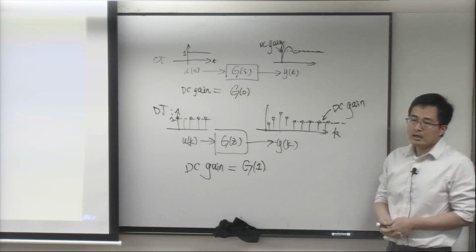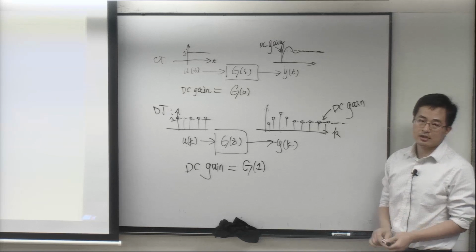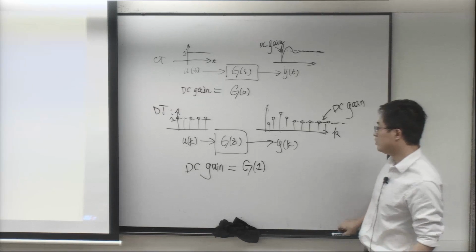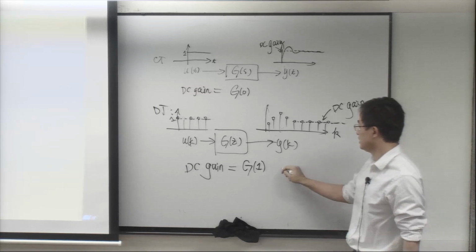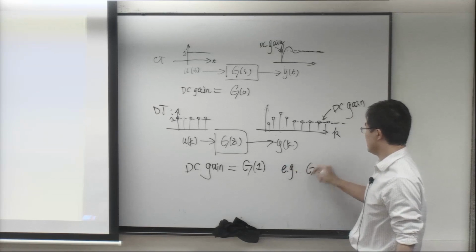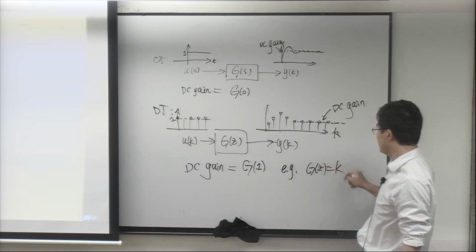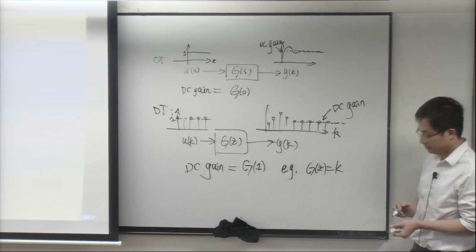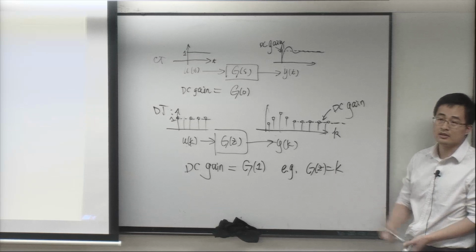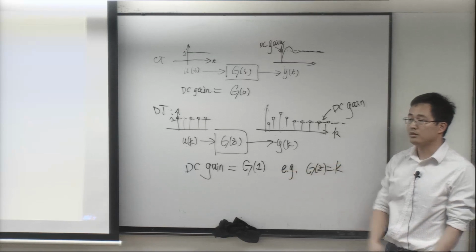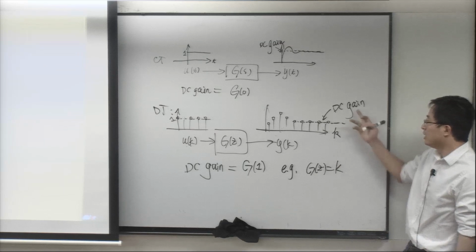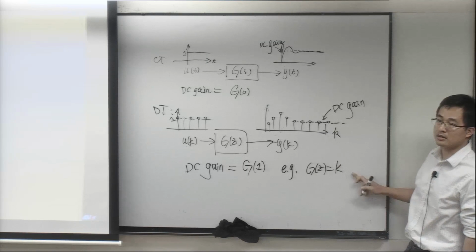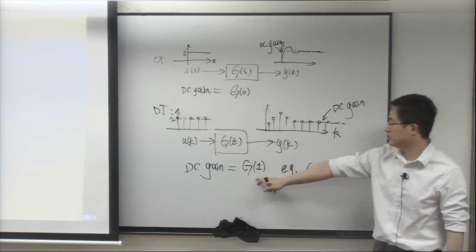So you can think about the extreme case. The extreme case is, let's say, G is a scalar, K. So in this extreme case, G is just going to scale up my input. So immediately you can see that this equation is valid. If G(z) is K, then obviously the DC gain is K. It's just a scalar, and K equals G(1).